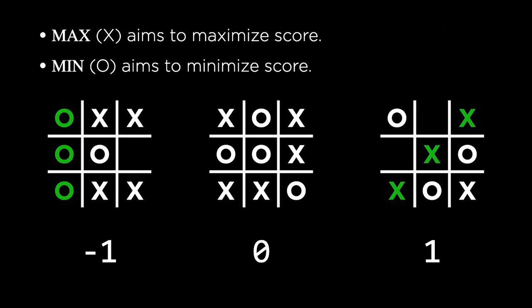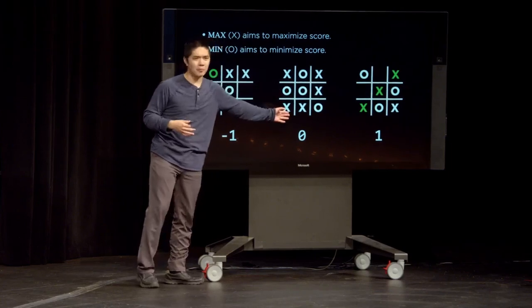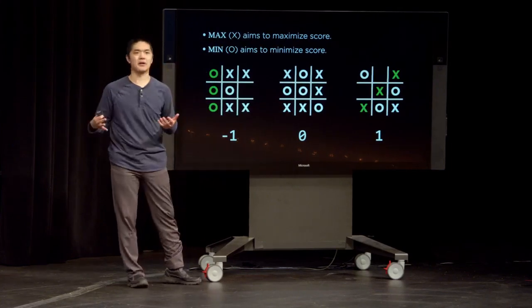The X player, who we might also call the max player, aims to maximize the score. What's best for X is a score of 1, meaning X is going to win. But if X can't win, well, then tying the game is 0. That's better than losing the game, which is -1.